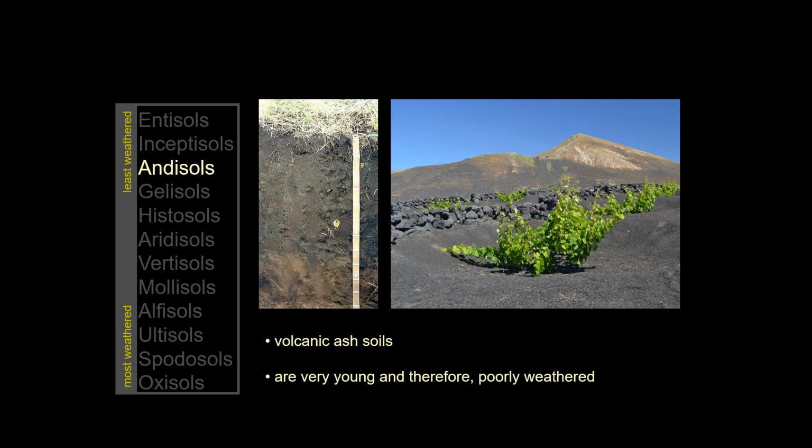Andisol, this is one of the soil orders that was added since the 7th approximation was created. These are volcanic ash soils. This particular soil order was added at the request of Japanese soil scientists because they said, hey, there are parts of islands in Japan that really aren't well represented by the other soil order categories. So this was added. These are relatively young soils, poorly weathered.